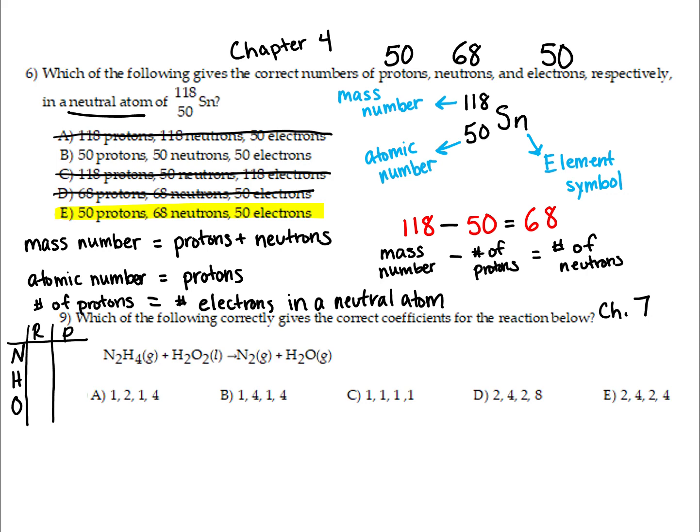On the reactant side, we've got 2 nitrogens, and hydrogen is in 2 places. It's in both compounds. So that's 4 plus 2 equals 6 hydrogens total, and then 2 oxygens. On the product side, we've got 2 nitrogens, 2 hydrogens, and 1 oxygen. Clearly, we need to balance some things.